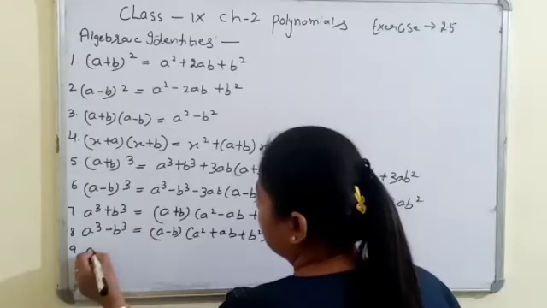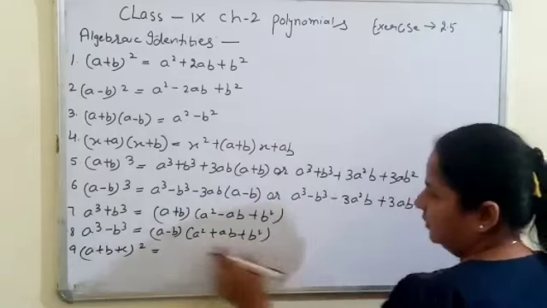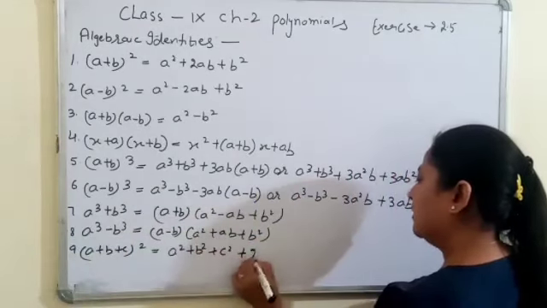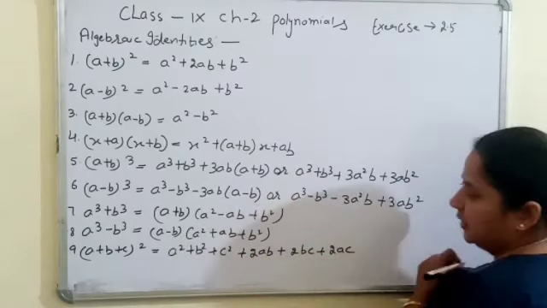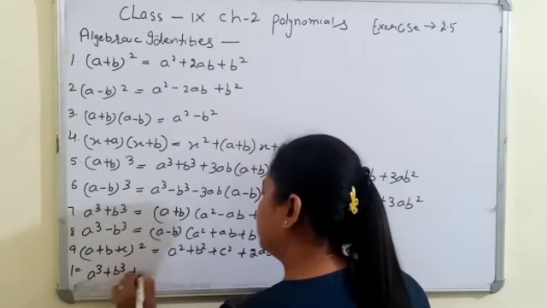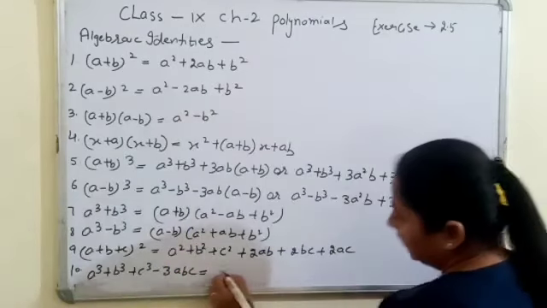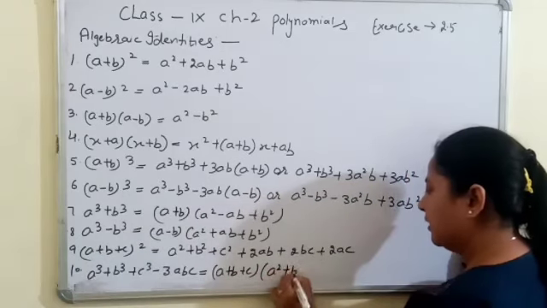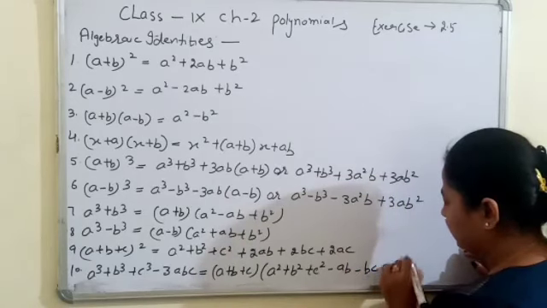(a plus b plus c) whole square, which is equal to a square plus b square plus c square plus 2ab plus 2bc plus 2ac. The last one is a cube plus b cube plus c cube minus 3abc is equal to (a plus b plus c) into (a square plus b square plus c square minus ab minus bc minus ac).